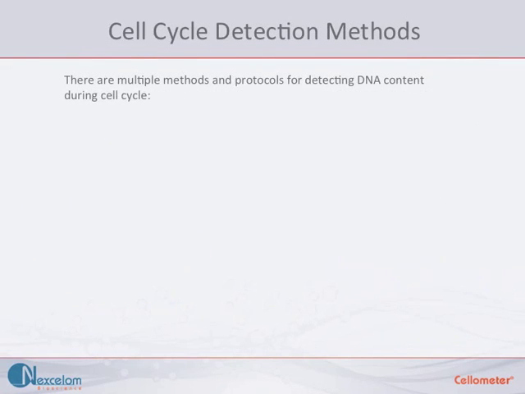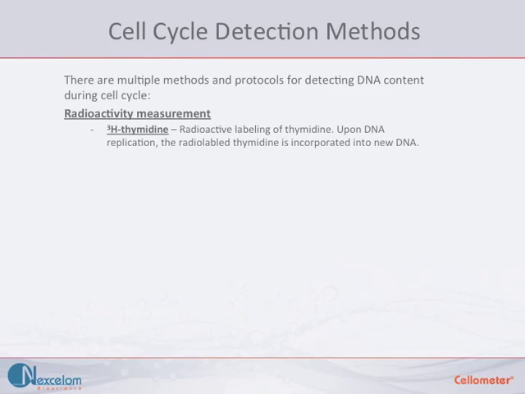There are multiple methods and protocols for cell cycle detection. One method is by measuring the incorporation of radiolabeled thymidine into dividing cells. The amount of incorporated thymidine can be measured with a scintillation beta counter. Although many seminal cell cycle studies have been performed using this technique, the hazardous nature of these compounds has led to the development of new and more preferred fluorescence-based methods.